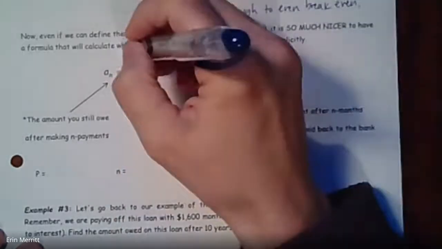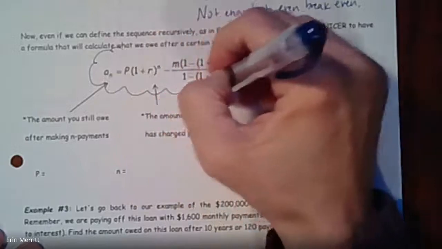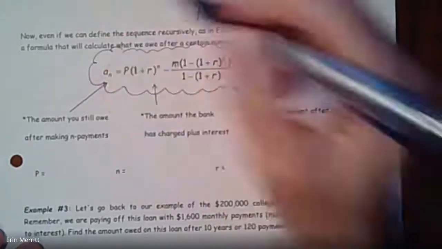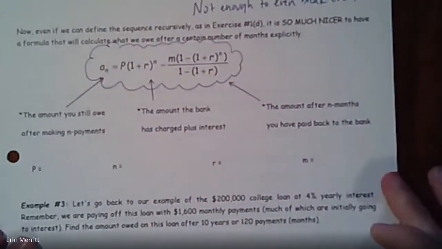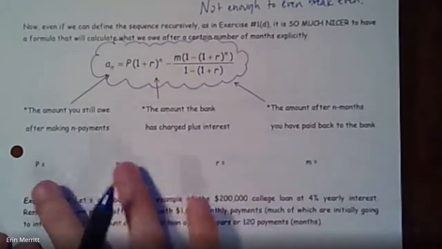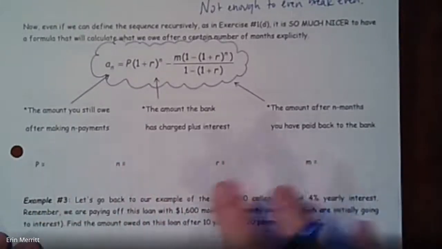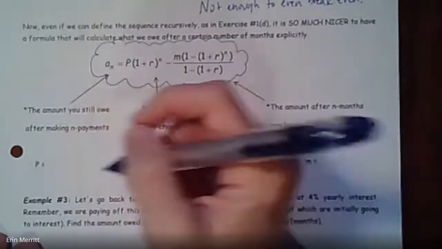So when you look at this big, old, crazy formula, which you do not have to memorize, we just have to know what to plug in. So you see a bunch of variables here. You have P, you have N, you have R, you have M. P is going to represent the principal value.